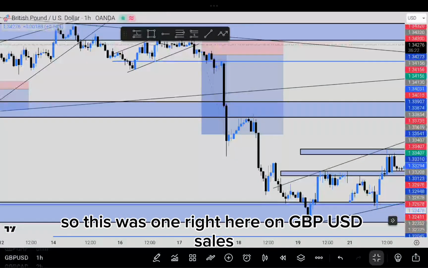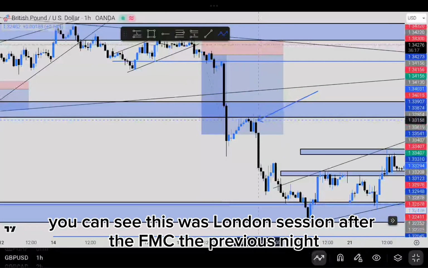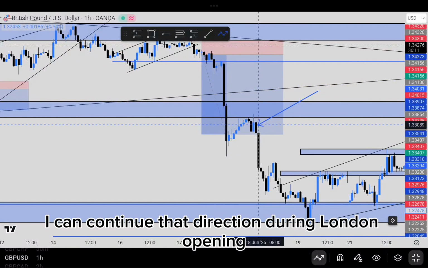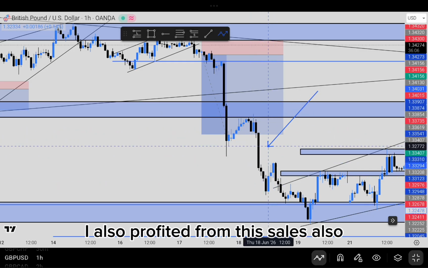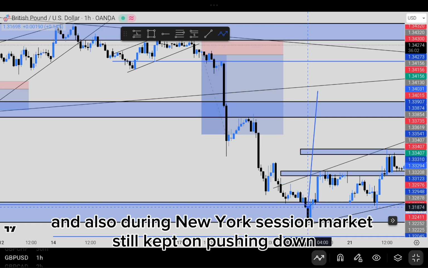So this was one right here on GBPUSD sales. You can see this was London session. After the FOMC the previous night, the market continued in that same direction during Asia session. The market continued that direction during London opening, and you can see the massive sales. I also profited from these sales, and during New York session, the market still kept on pushing down.